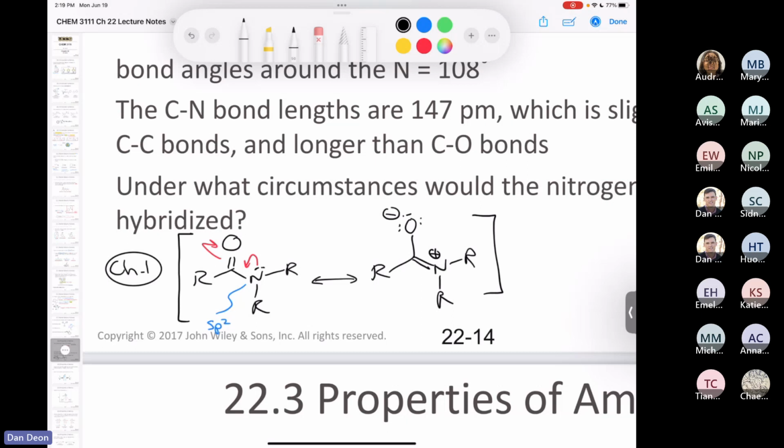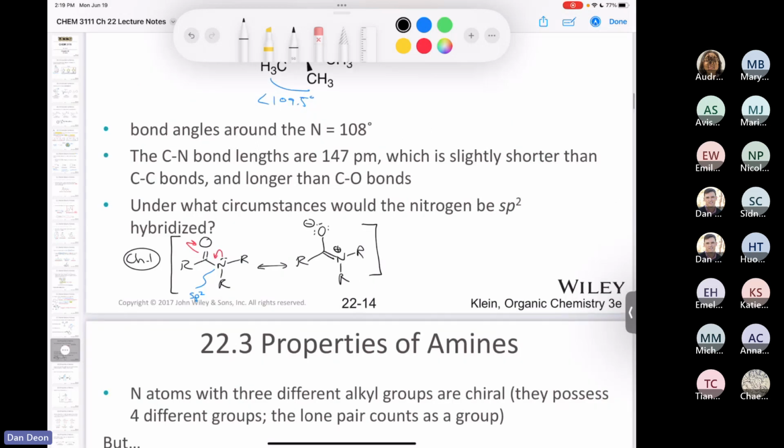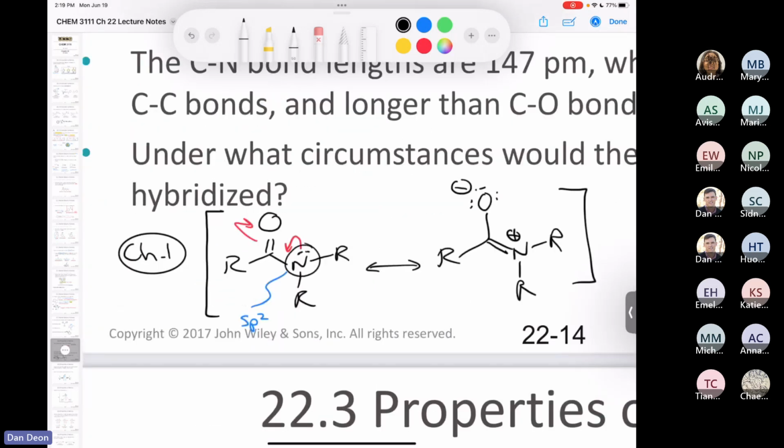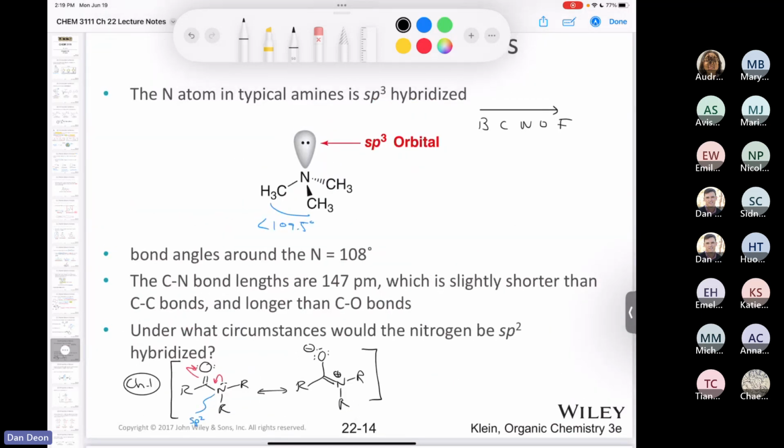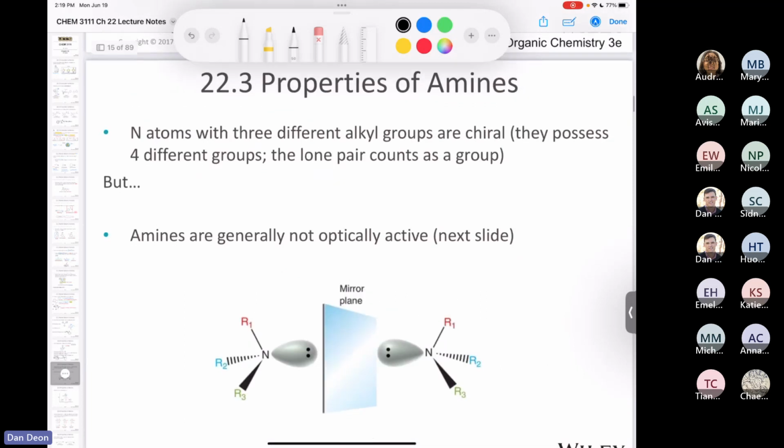So the question is, well, is it sp2 or sp3? Well, the answer is it's sp2, right? It has to be sp2 in order for there to be a p orbital on this nitrogen, right? And the only way you can have resonance is to have a continuously overlapping system of p orbitals. So again, that was covered way back in chapter 1 of Organic Chemistry 1. So if you need to go back in the book and review that, I would go take a look at that.